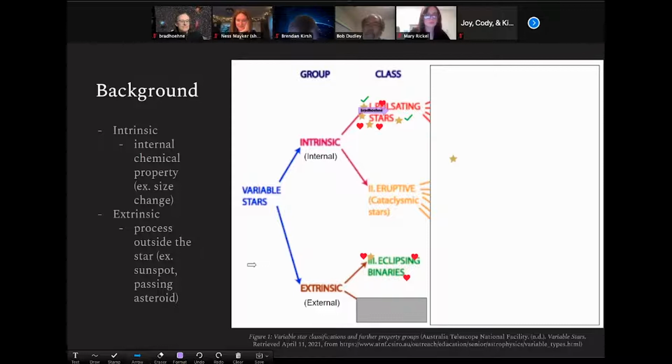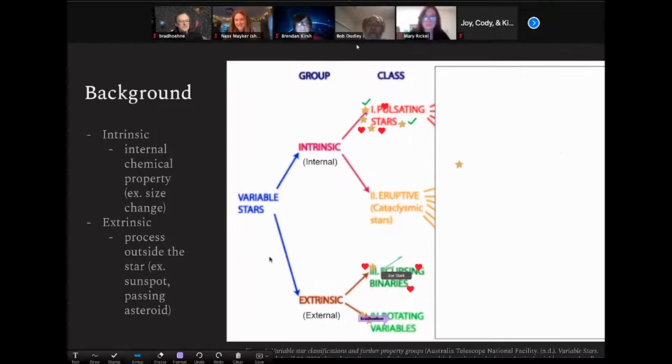Then our last one, you can probably guess because it's the only one left, are rotating variables, which just means that from the observing lens, it's moving in a way that we can't see it the same, but the star itself isn't changing. So yeah, that one is an external property, as you could guess by process of elimination. And let me just clear your drawings now. Thank you for participating.